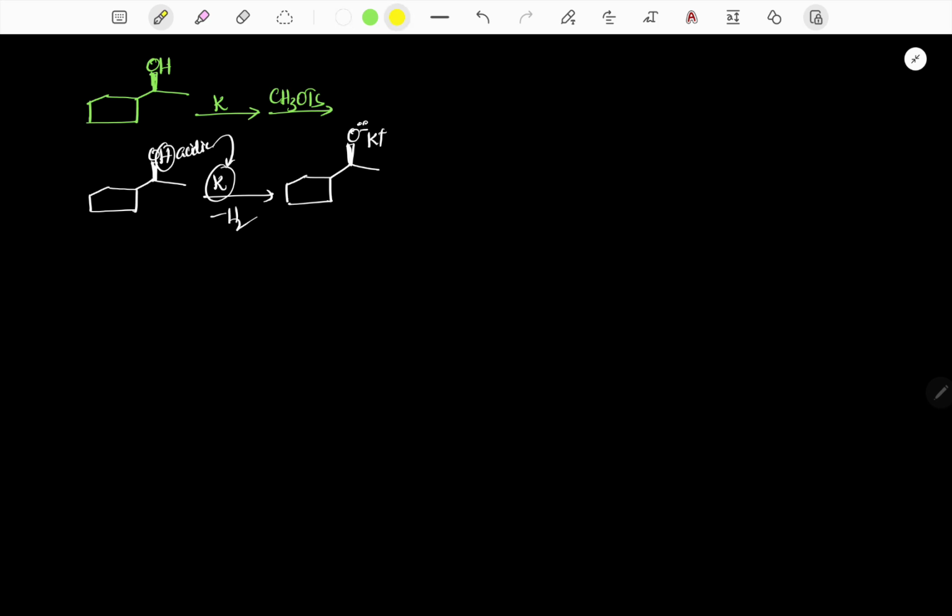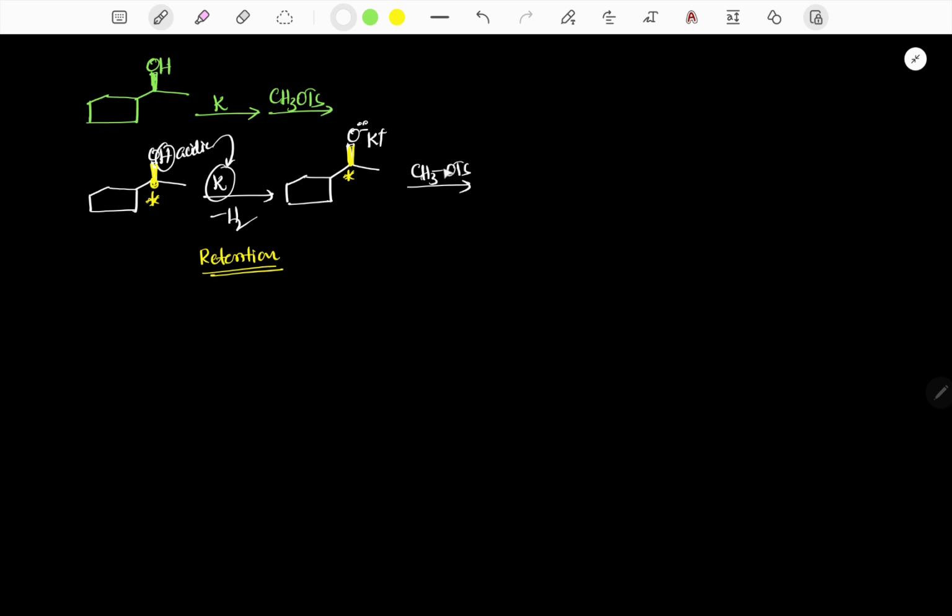Now here the interesting point is it is a chiral center above the plane and it is also a chiral center above the plane only. So both are above the plane. That's why it is retention in configuration. That is retention.